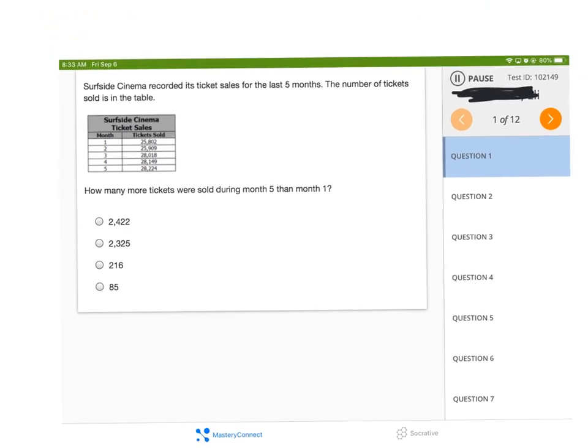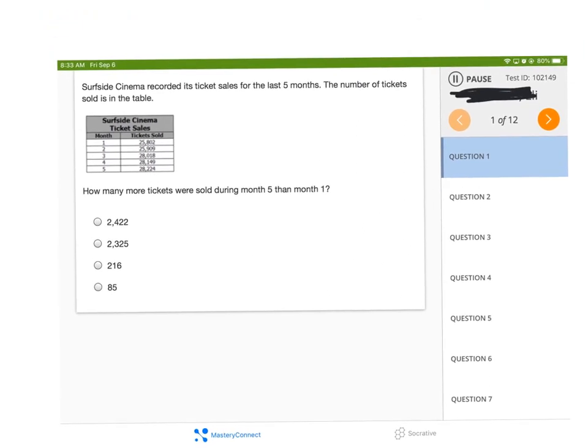Number 1, Surfside Cinema recorded its ticket sales for the last 5 months. The number of tickets sold is in the table. How many more tickets were sold during month 5 than month 1? So I need to look at my table and I need to find month 5 and month 1.